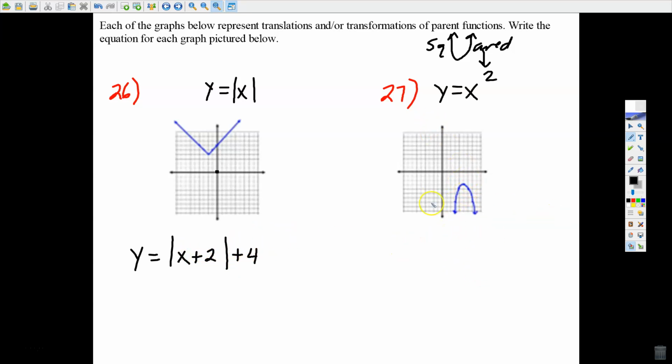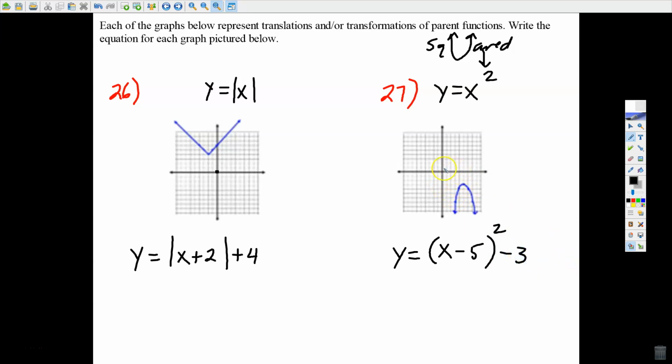Okay, well, 27 is very similar. It's just a different parent. So instead of the absolute value, we're going to do parentheses. And this parent has been moved 1, 2, 3, 4, 5 to the right. And the way I show that is x minus 5 quantity squared. And then 1, 2, 3 down, the way I show that is negative 3.